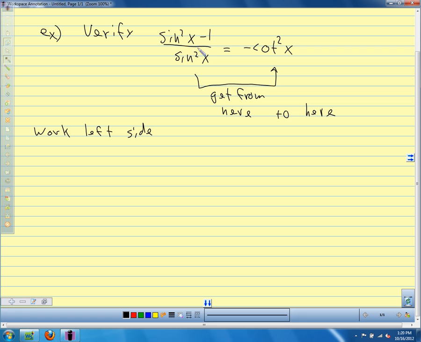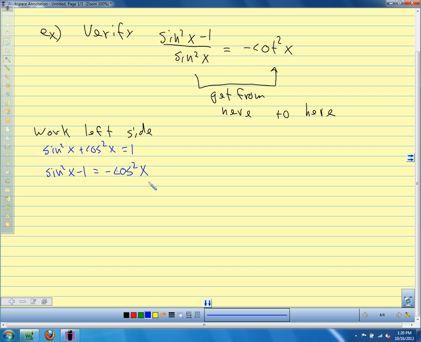So I see the sine squared x minus 1. That makes me think of the Pythagorean identities. So I know that, and I'm just going to write what I'm using here. Sine squared x plus cosine squared x equals 1. So if I subtract 1 from both sides, and I subtract cosine squared from the other side, I get sine squared x minus 1 equals minus cosine squared x.